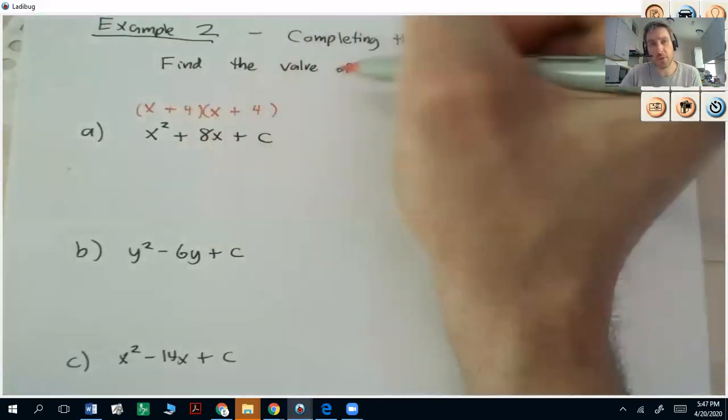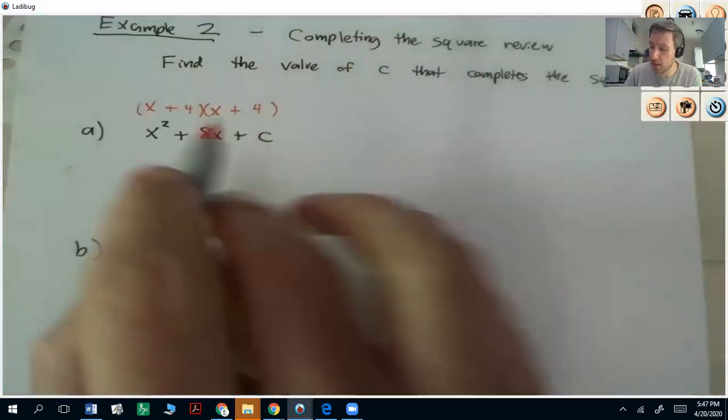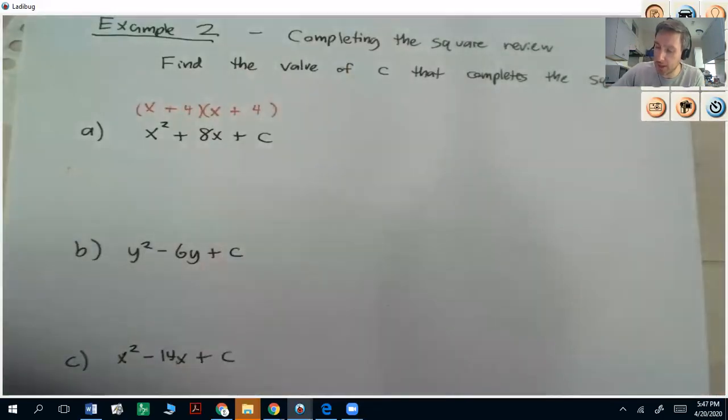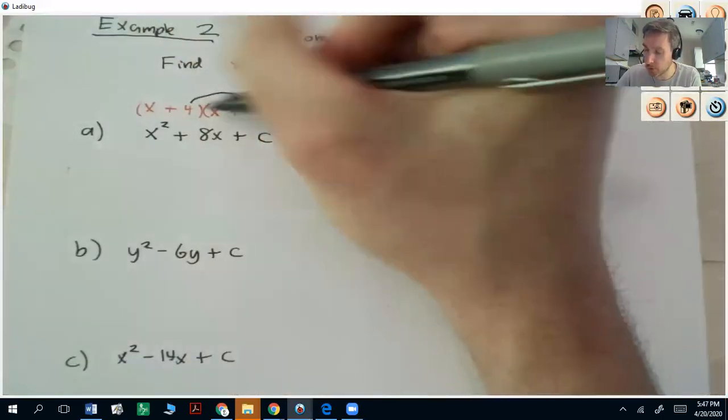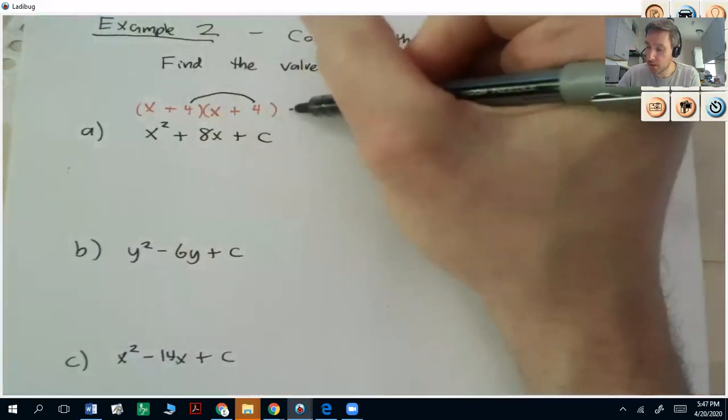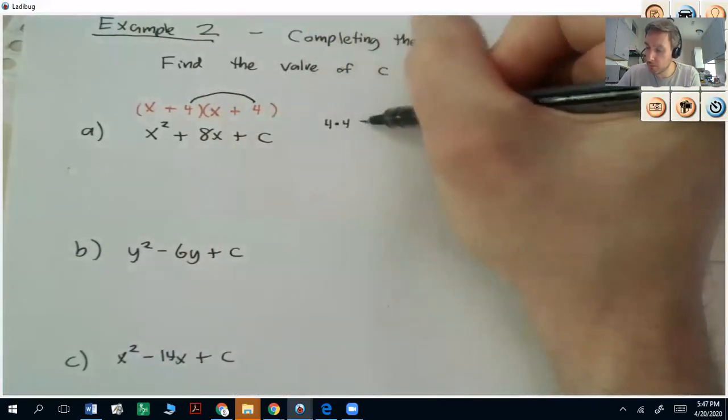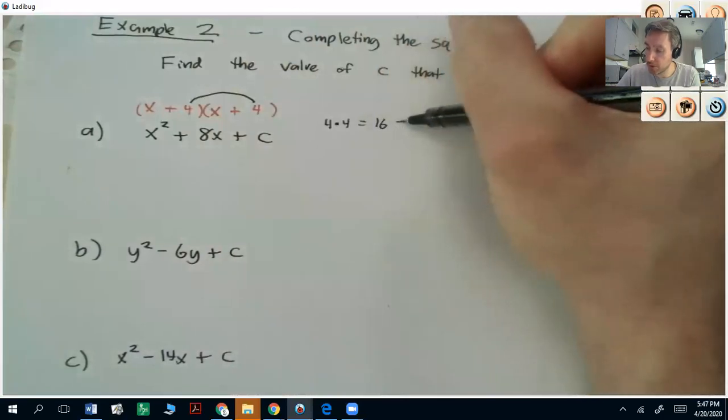So what does that c term become? Well, the c is what the last two numbers multiplied to, right? 4 times 4 is going to be 16. So that's going to be your c value.